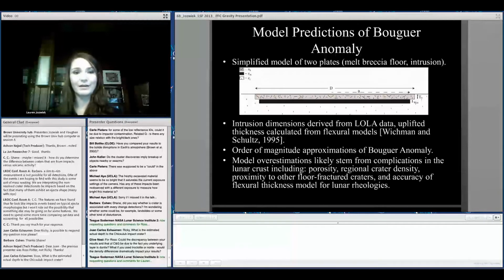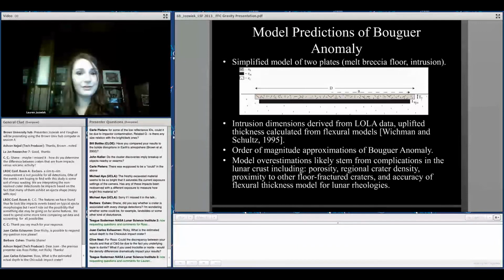We also wanted to attempt to model what is going on in this situation, so we used a very simplified model of two plates, a plate for the melt breccia region and then a plate for the intrusion. And we derive the dimensions of these from LOLA data, modeling the depth of the crater floor versus the depth of an unmodified crater of the same diameter. And then the uplifted thickness was calculated from flexural models of Wichman and Schultz.